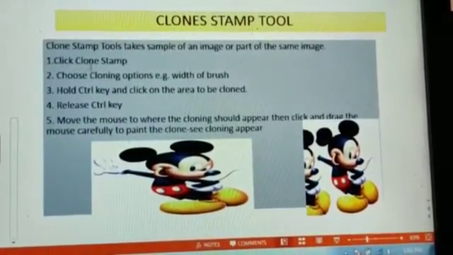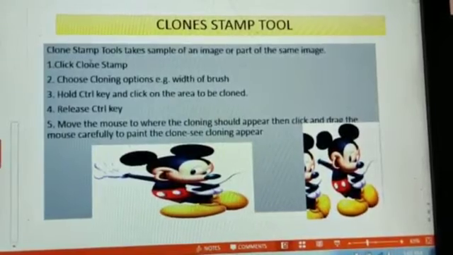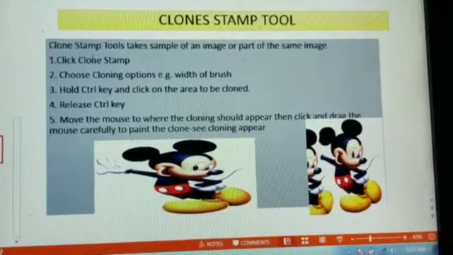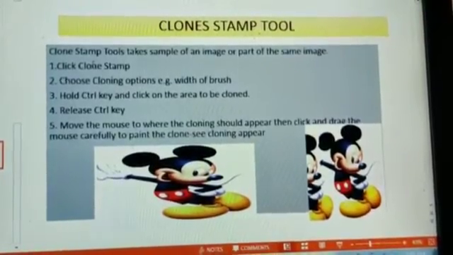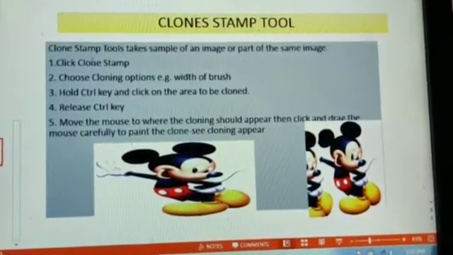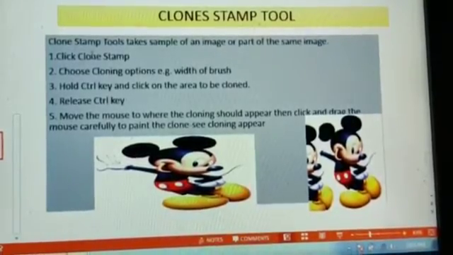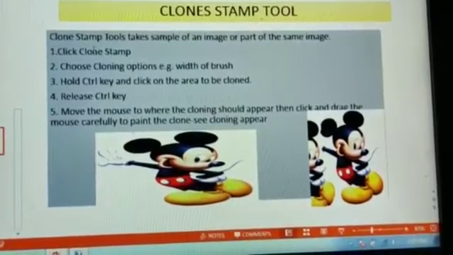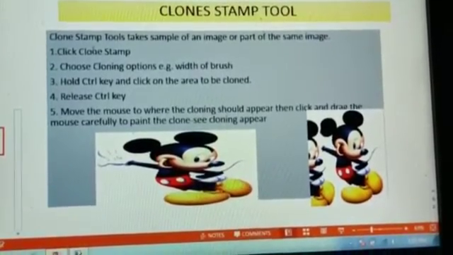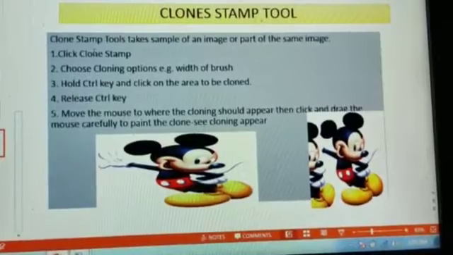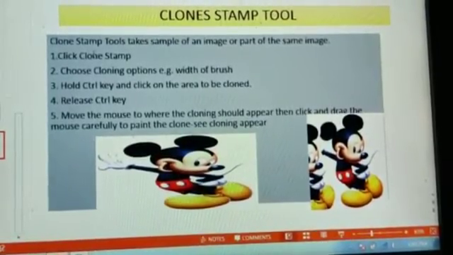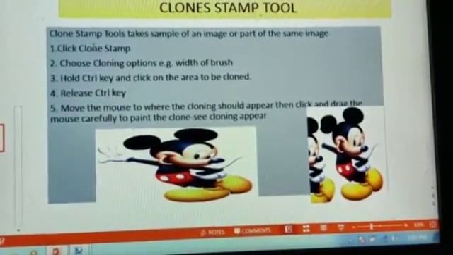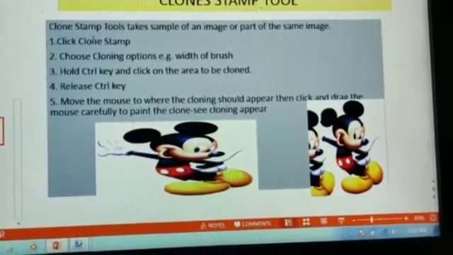Click the clone stamp tool, then choose cloning option. Hold the control key and click left mouse button on the area to be cloned. Then release control key. Move the mouse to where the cloning should appear. Then click and drag the mouse carefully to paint the clone. See the cloning appear. Now children, I will show you how to clone the image.